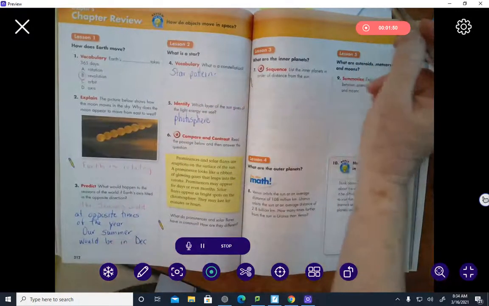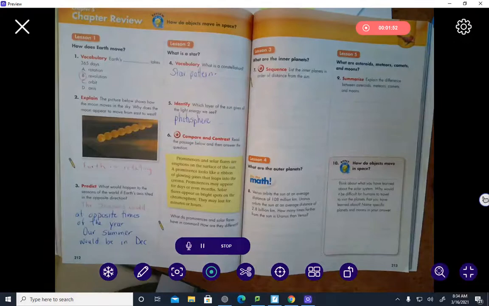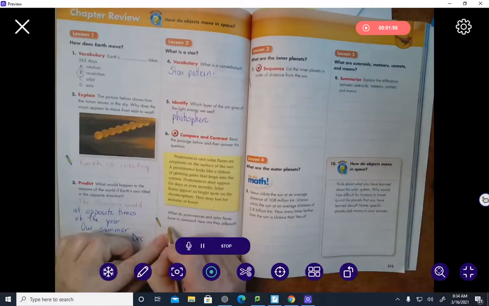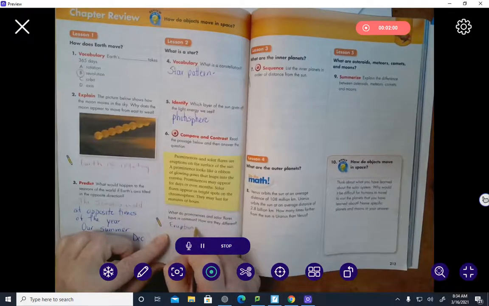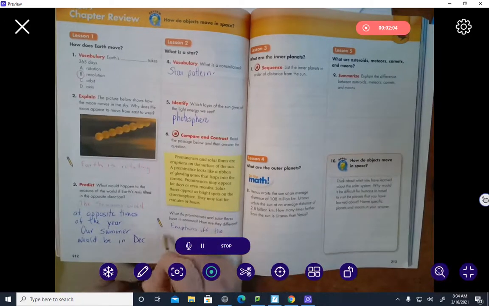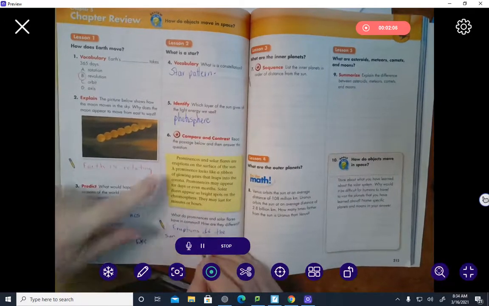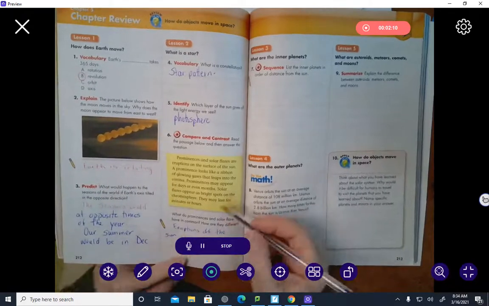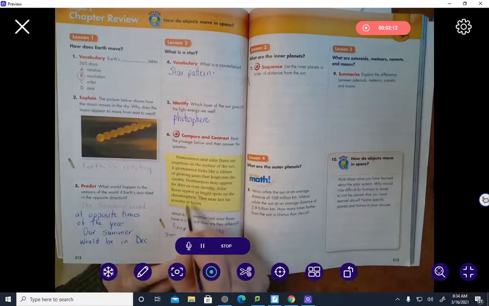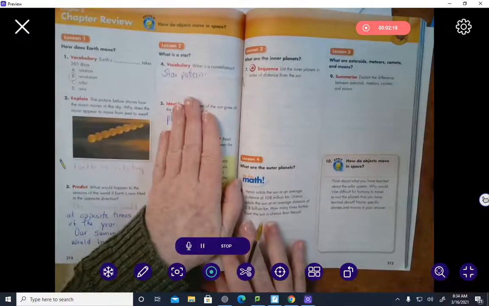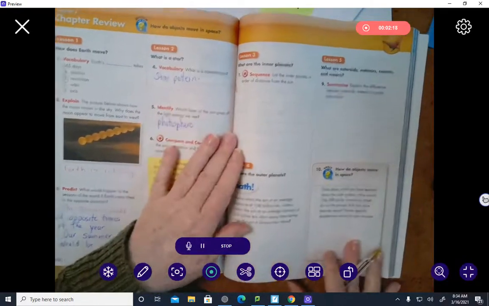Same thing here. What do prominences and solar flares both have in common? They are both eruptions off the sun. You could say a flare is a bright spot, but a prominence looks like a ribbon. But I'm not going to ask you specific questions about the sun for your test.